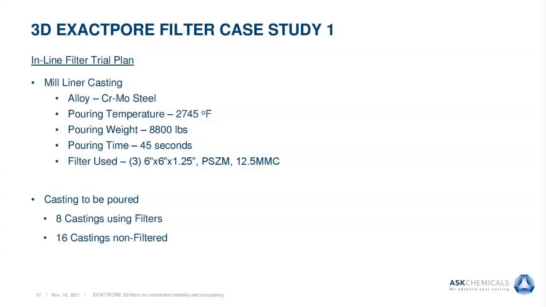The first casting selected for the inline filter trial was a chromoly steel with a pouring temperature of 4,500 degrees. The pouring weight was 8,800 pounds with a pour time expected to be 45 seconds. 3 of the 6x6 12.5 mmC filters were to be used. 24 castings would be produced, with 8 castings using filters and 16 castings being poured in the traditional non-filter design.